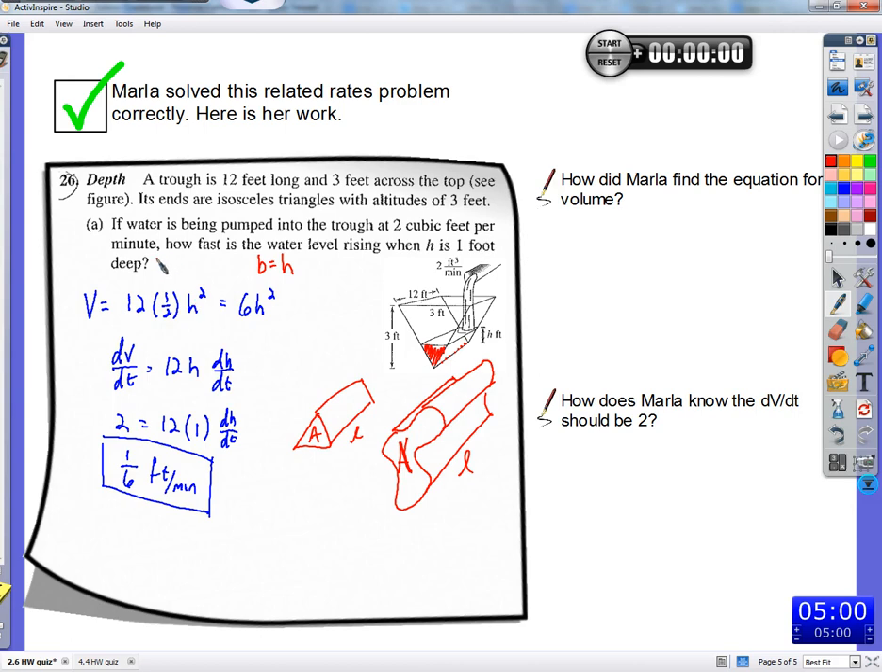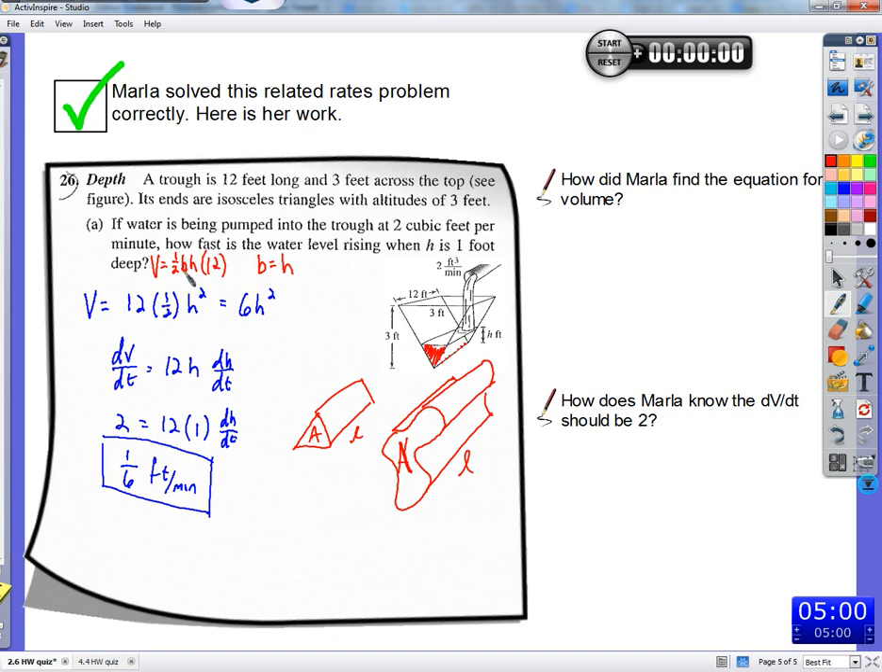Okay, let's go back. Volume equals surface area times the length, right? So the surface area of this triangle, or of any triangle, is 1/2 base times height. So 1/2 base times height times 12, because it's 12 feet back. Okay?